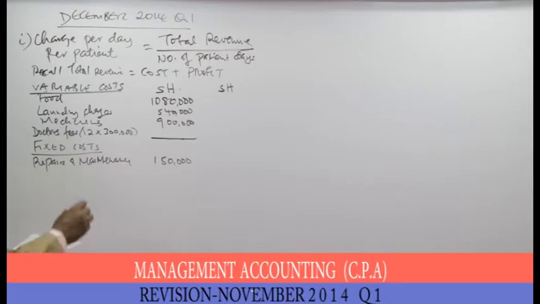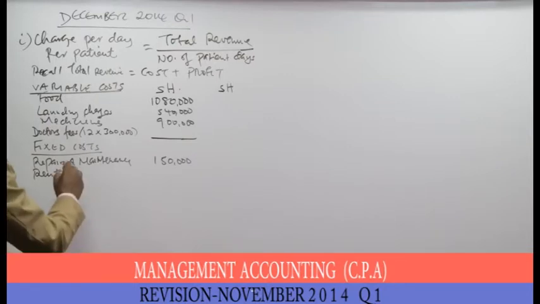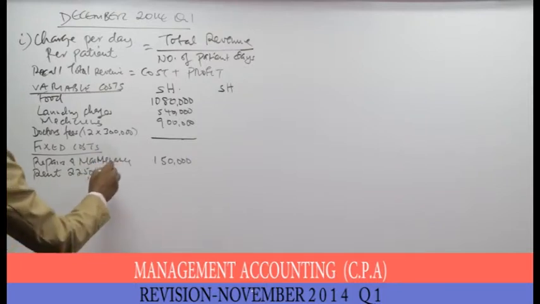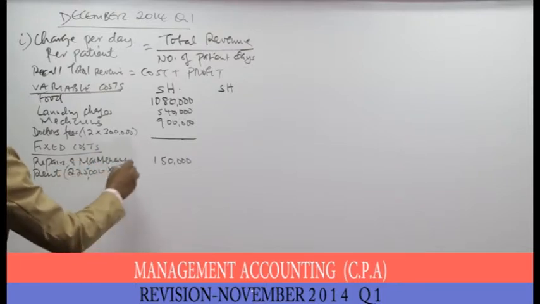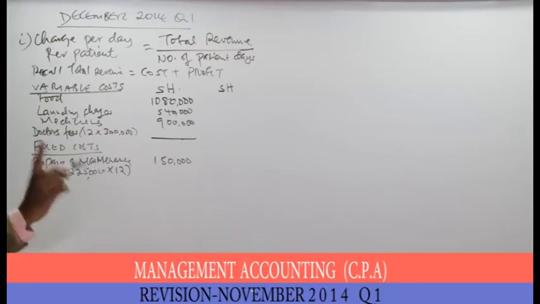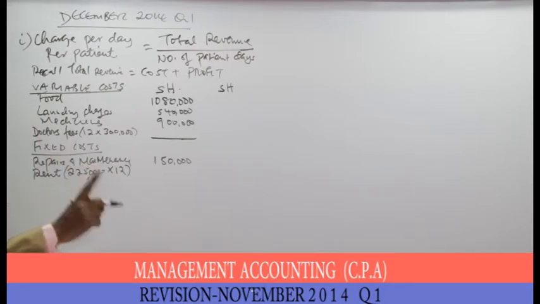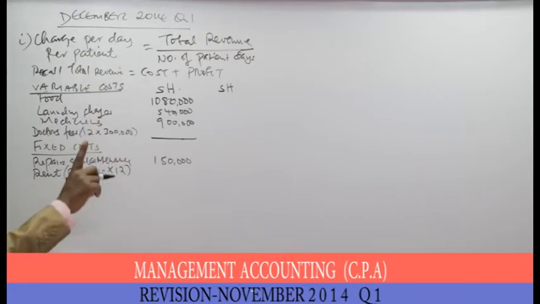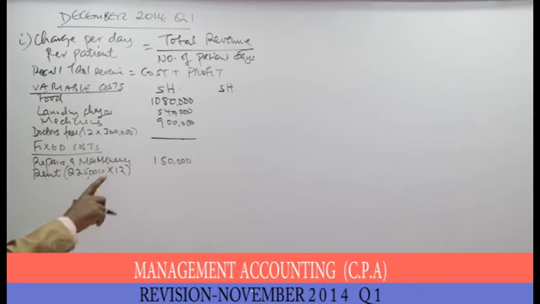We are given rent per month. Rent for 1 month is 225,000. You multiply by 12 to get rent per year. We have not been told if rent is fixed or not, but we know rent is fixed. You pay a fixed amount at the end of the month. So that one is definitely a fixed cost.